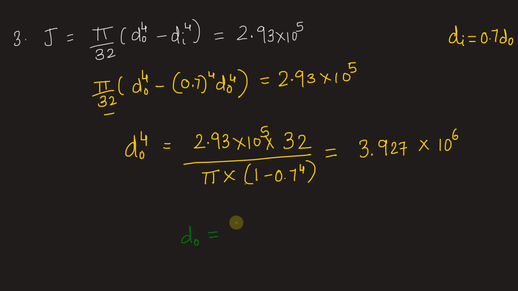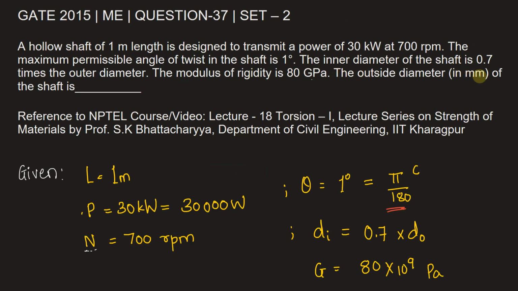So we can find out the outer diameter from here. The outer diameter do is equal to this value, 3.927 into 10 to the power 6, to the power 1 by 4, which by using the digital calculator we calculate as 44.518 millimeters of diameter, because we have already converted here the value of J in millimeter raised to 4. That is why we got the diameter directly in millimeters. Let's substitute this in the answer. So outside diameter in millimeters of the shaft is 44.518 millimeters.